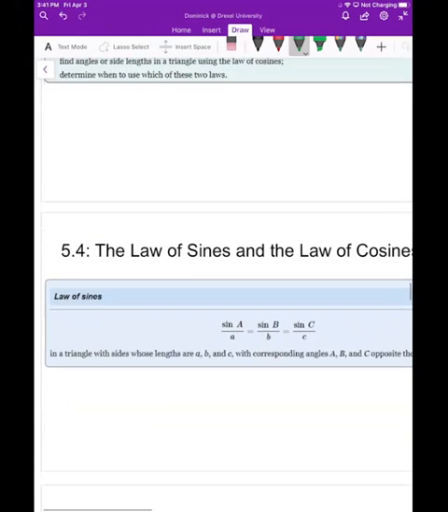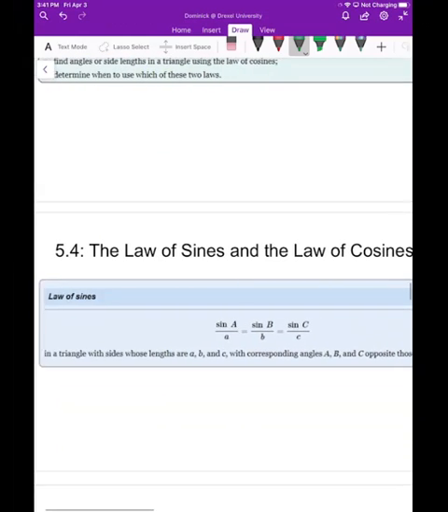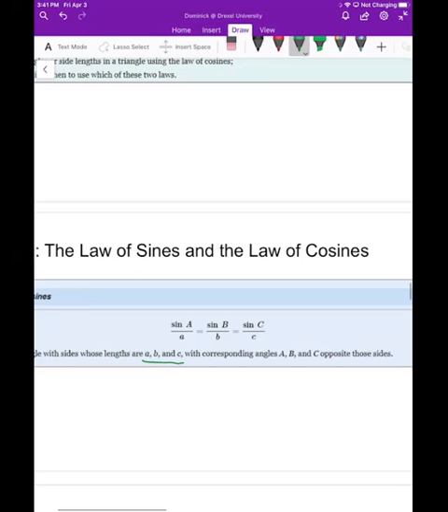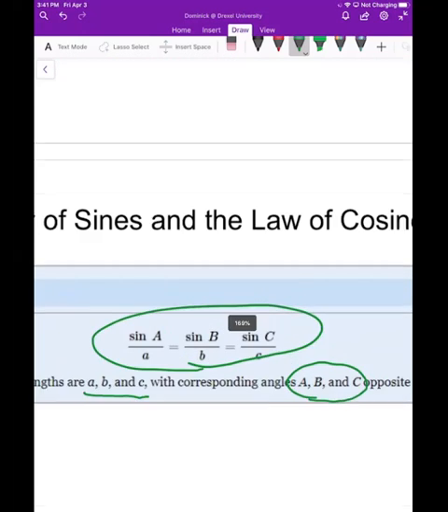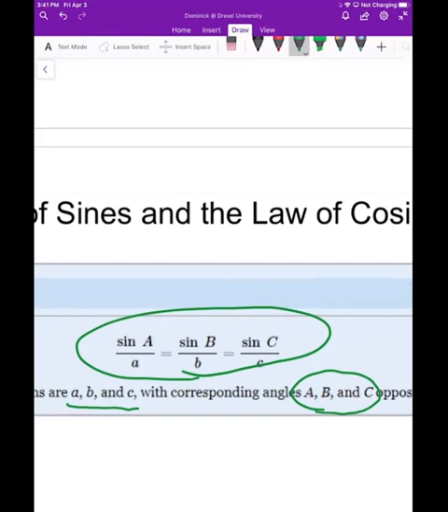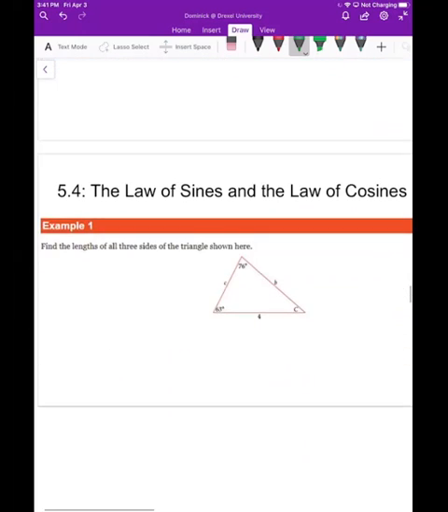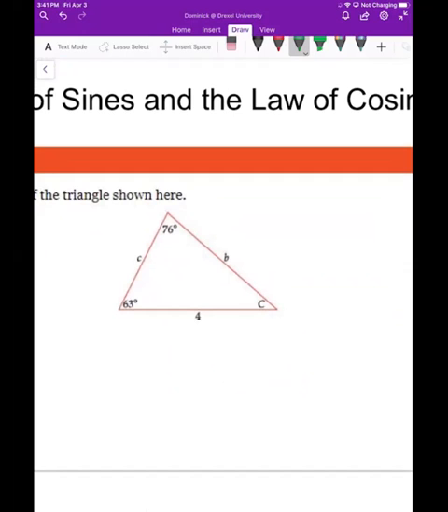Okay, so the law of sines says that if we have side lengths indicated by the lowercase letters A, B, and C, and the angles are indicated by the capital letters A, B, and C, and angle A is opposite side A, angle B is opposite side B, angle C is opposite side C, then we have this relationship between these six quantities. Sine of A over A is the same as sine of B over B is the same as sine of C over C. Okay? So let's see if we can use this to our advantage here.